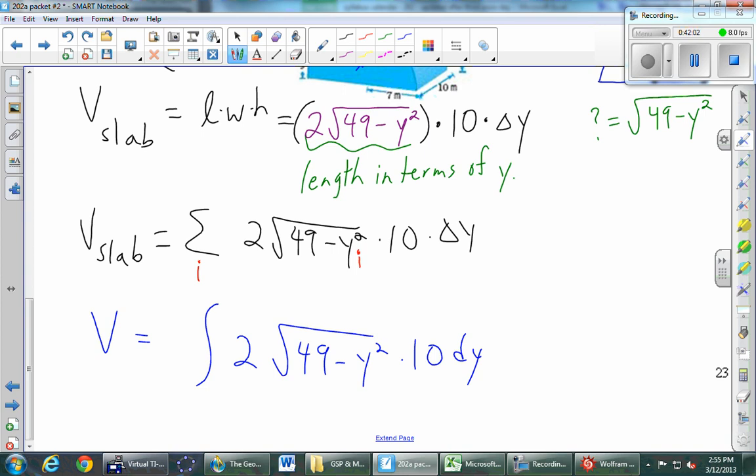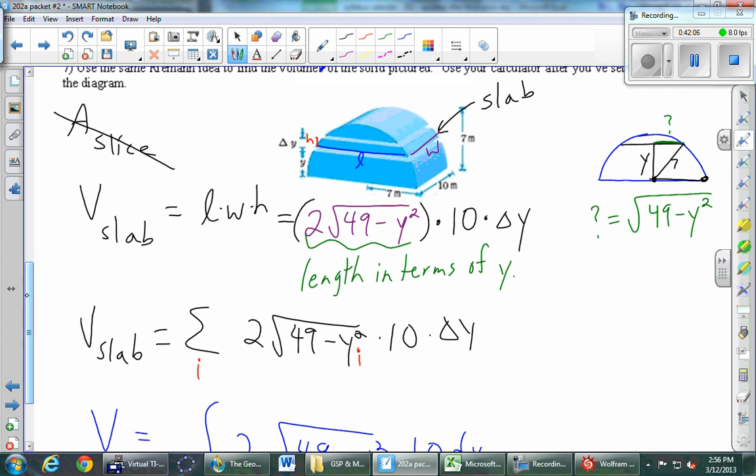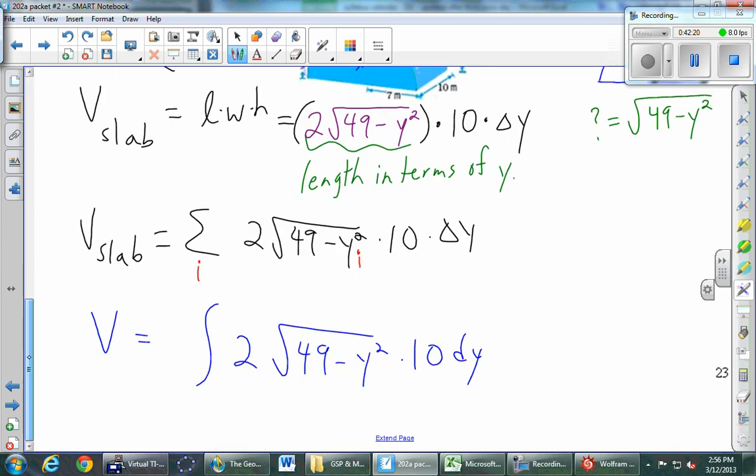And then the last thing we have to think about are the limits of integration. You've got to go back to your picture and ask yourself, what's the smallest y? This distance right here is y. What's the smallest y that makes sense for that bottom slab? 0. For the top slab, what's the biggest y? It's 7. So we're going 0 to 7.